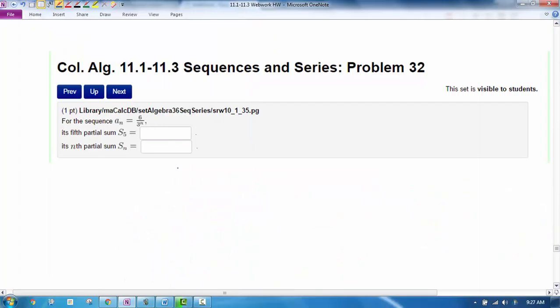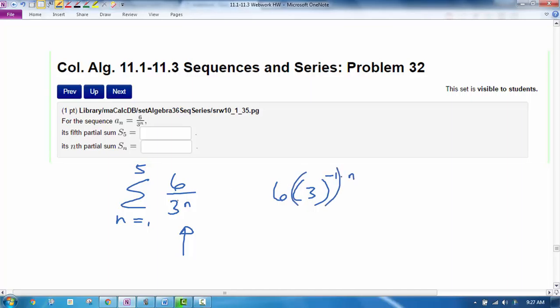Okay, this problem gives me this sequence right here, 6 over 3^n, and they want us to find some sums: the fifth partial sum, and then the nth partial sum. This is a little bit of a tricky one, but I'm going to rearrange this. I'm going to make it 6 times 3 to the negative n, because 3 to the negative 1 is 3 in the bottom.